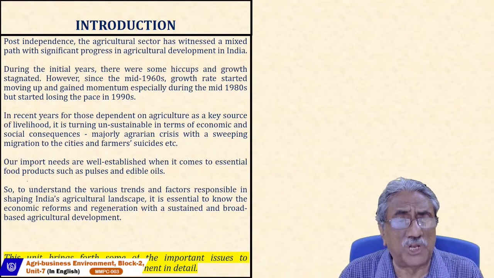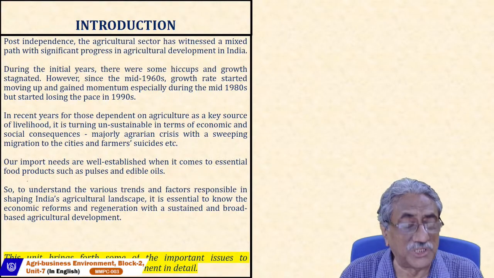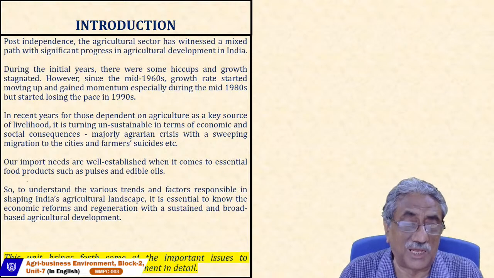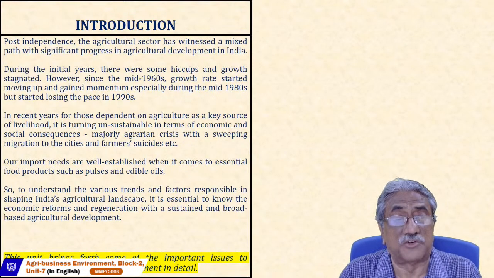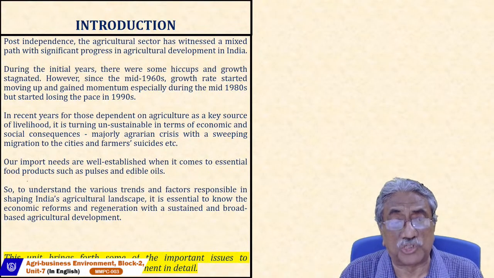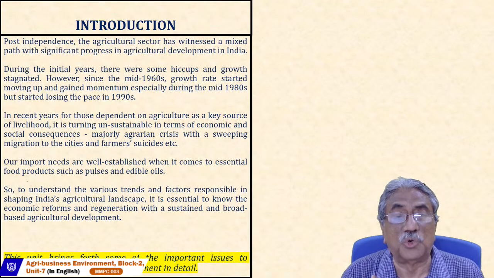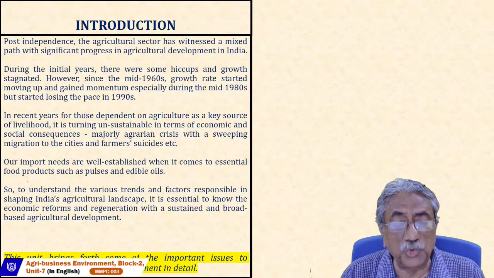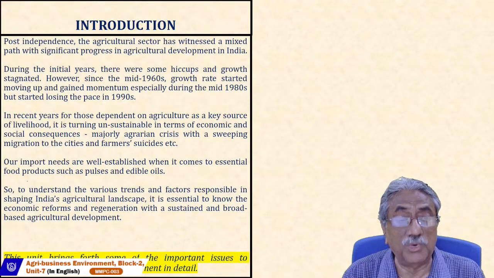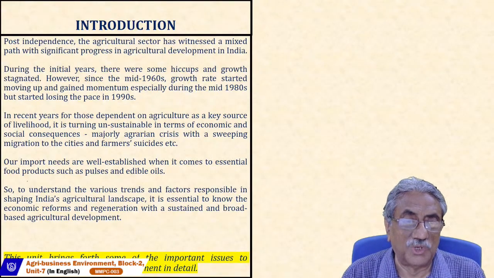Our import needs are well established when it comes to essential food products such as pulses and edible oils. We, the consumers, we need dal and we need edible oil, etc. We don't produce that much because that needs subsequent processing. So this we have to import. Though we are an agrarian commodity country, we do import a lot of food grains, not in the raw form, but in the processed form.